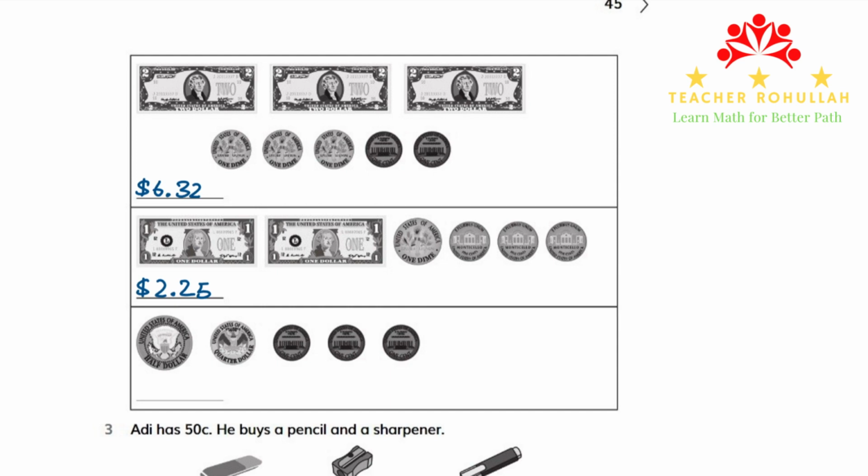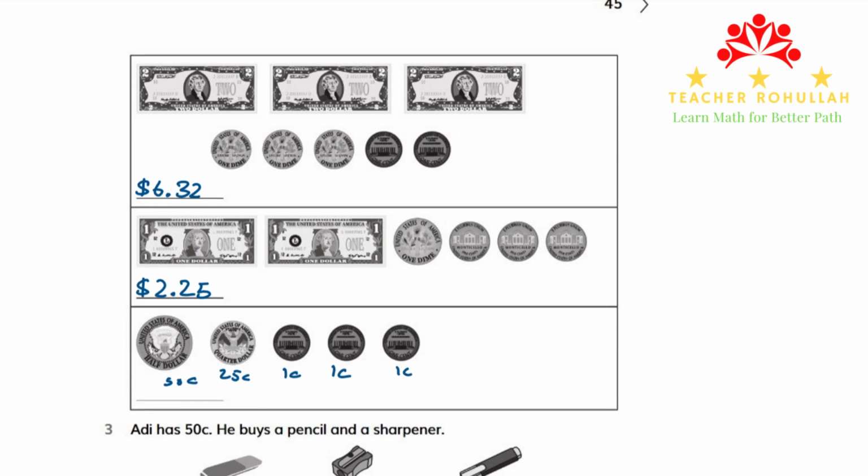The last part has only coins. This one is a half dollar. Half dollar is 50 cents. And this one is a quarter dollar. Quarter dollar is 25 cents. And the other three are 1 cent, 1 cent, and 1 cent.